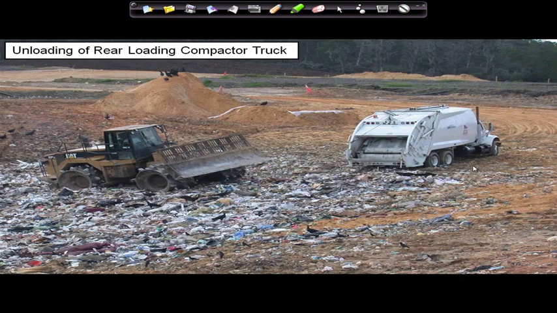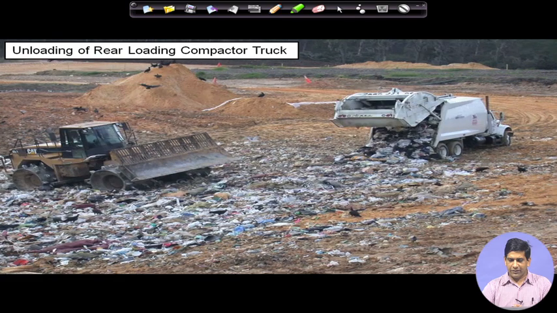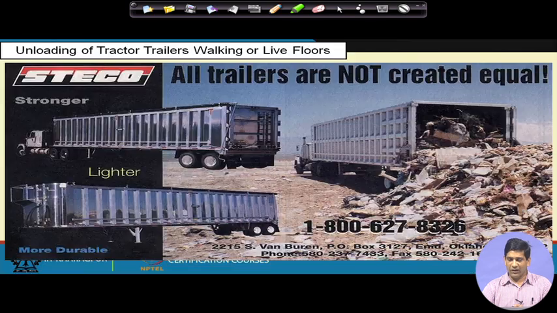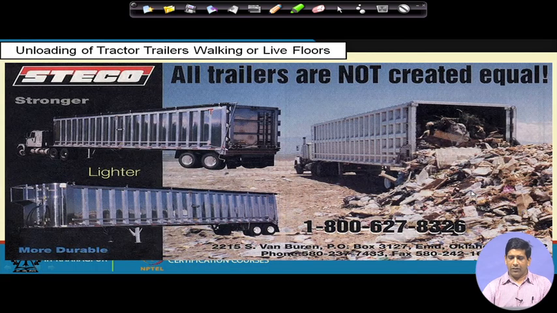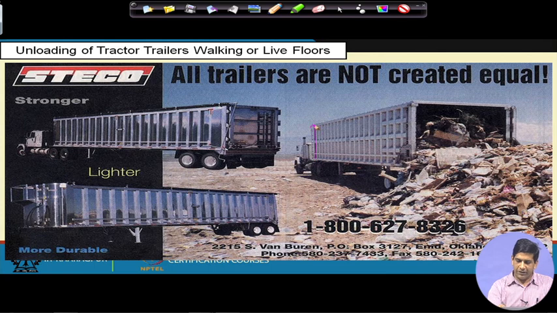And then this is another. I will show you how it works. If you watch the pictures carefully, the truck came in at the disposal site, it got lifted up. Now the plate inside is moving, and as the plate moves, the garbage is coming out. So that's how the rear loading compactor truck works. Then in this type of truck as well, you will have a plate, and that plate is moving and bringing the garbage out.